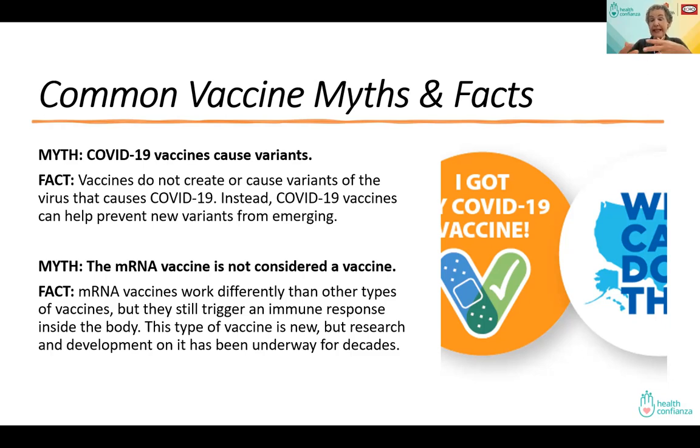Another myth: mRNA vaccine is not considered a vaccine. The fact is that they work differently than other types of vaccines, but they still trigger that immune response. This type of vaccine is new, but research and development on it has been ongoing for years. So the vaccine as an mRNA is new. Research behind it has been going on for some time. However, we do know that it triggers a more robust immune response inside the body.